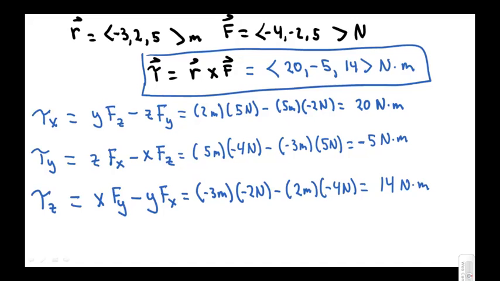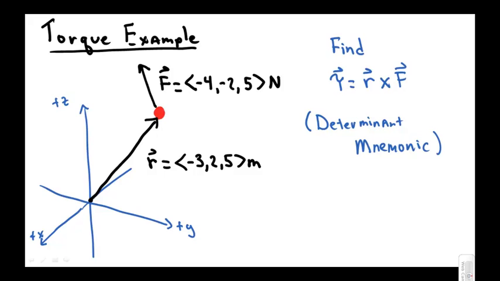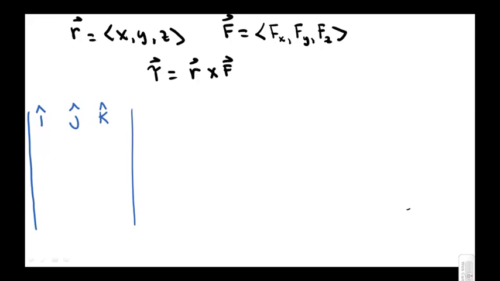Now there's another way to visualize and to remember the same calculation by using a determinant mnemonic. If you have had prior experience in computing determinants, then you may find this method will help you remember how to calculate cross products from vectors in component form. Again, let's start with the vectors r and F expressed in general component form. Then we will form a 3x3 matrix as follows.